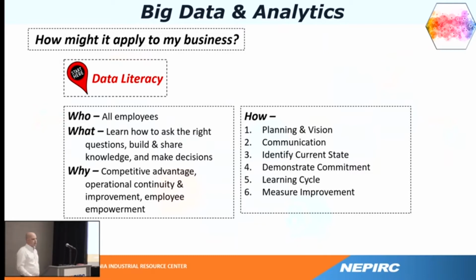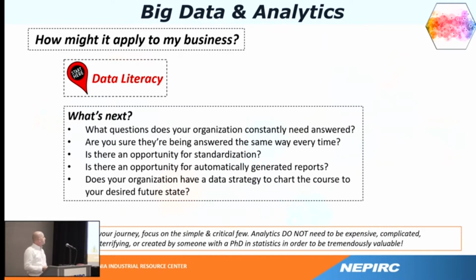Questions get answered quickly. You can go out there and check what's going on. It also helps you measure your improvement cycles. You don't need to worry about long reports, long follow-ups. You can see it immediately. What's next with these types of systems? What questions does your organization constantly need answered? Someone comes and says, I need to know the quality of this product. I need to know the size of this product. You can turn into the ERP system that has automatic data integration and pull all the information down.